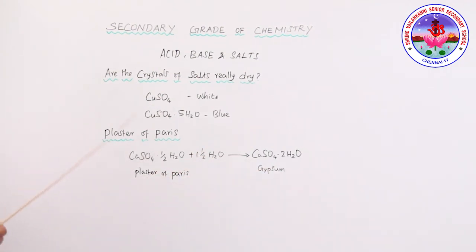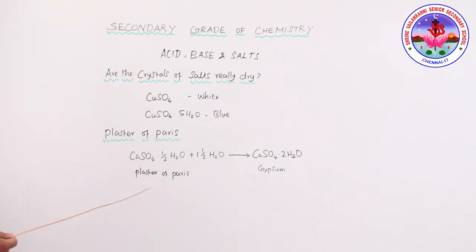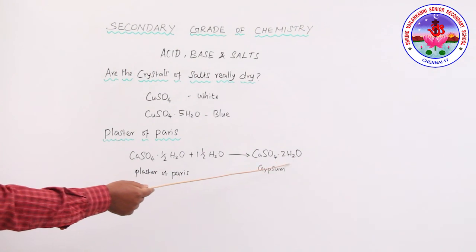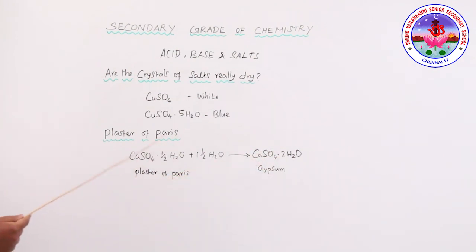Note that only half a water molecule is shown as water of crystallization. That is because 2 formula units of CaSO4 share 1 molecule of water. Plaster of Paris is used for making toys, materials for decoration and making surfaces smooth.